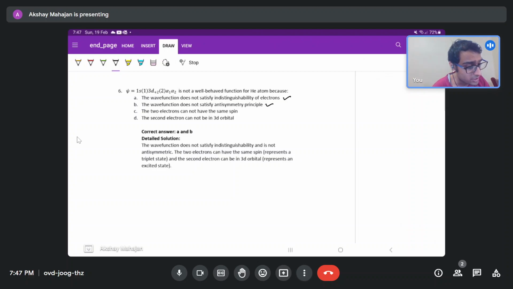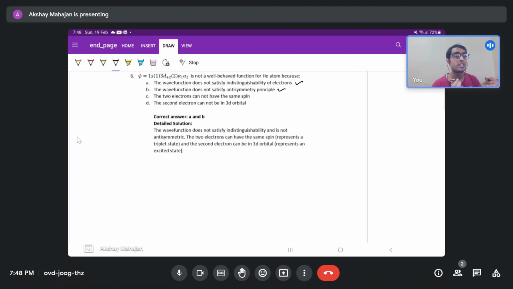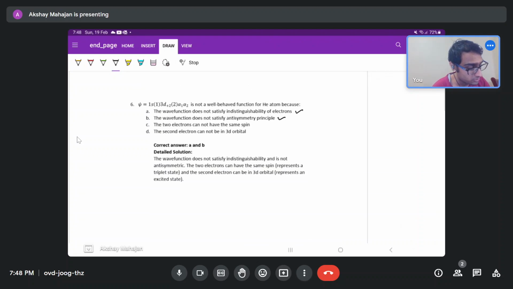Now, two electrons cannot have the same spin, so that's not true. We have seen that in the triplet state they have similar spins. And the second electron could be in 3d for helium, because they are virtual orbitals, but in the excited state we can still go to those orbitals. So my answer is A and B.